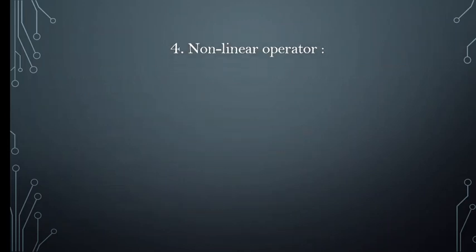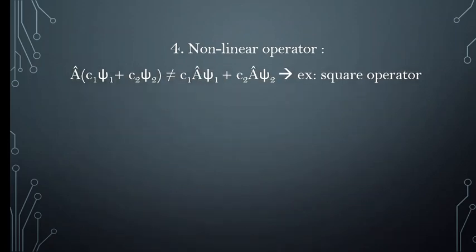The next type of operator is the non-linear operator. Again, an example is the square operator. Here A cap operator operating on c1 xi1 plus c2 xi2 is not going to be equal to c1 A cap xi1 plus c2 A cap xi2. It is the opposite of the linear operator. There it is equal, here it is not equal. The example is the square operator.